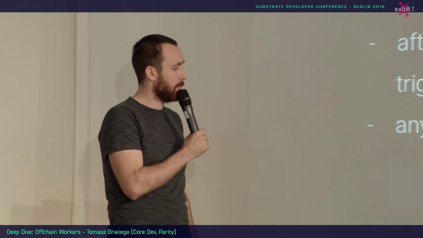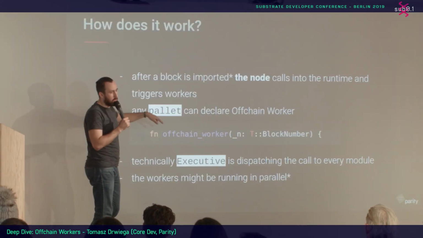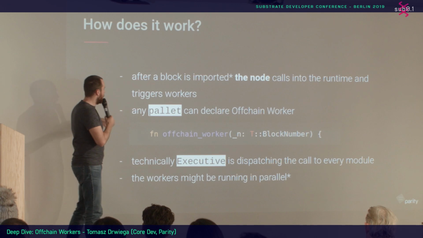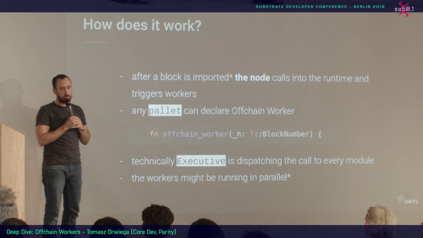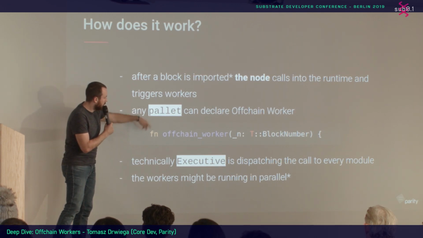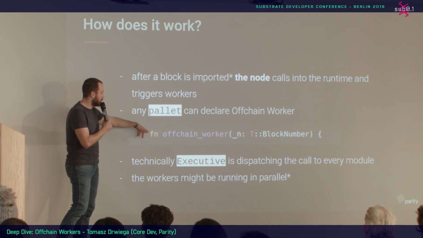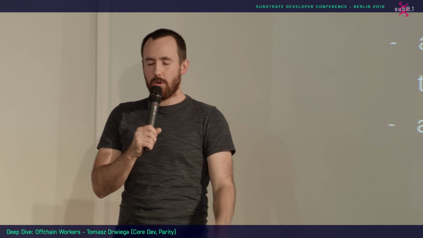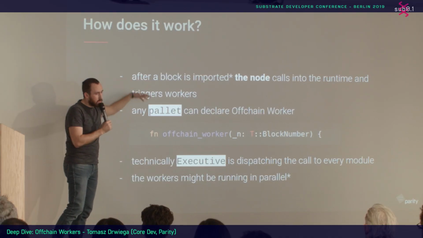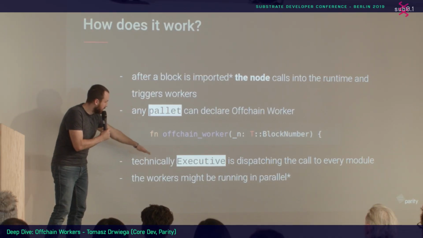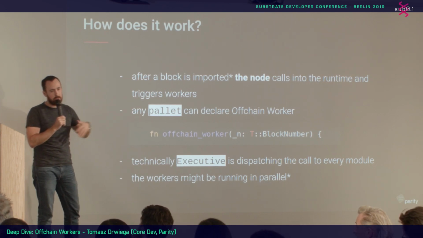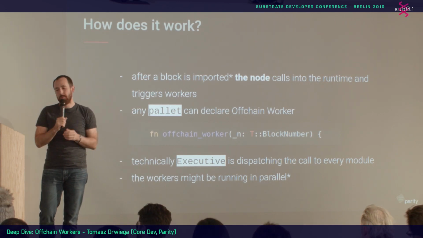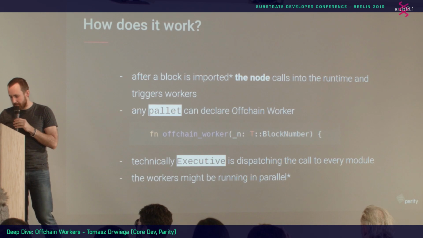The off-chain worker for that particular block will have access to the state after the block was executed. If you are building your runtime based on FRAME, any pallet can declare an off-chain worker. Inside your declare module macro, you just put a function called off-chain worker, and then you can write your off-chain worker code. What happens under the hood? Whenever the node is calling into the runtime, it's actually calling the executive, and then the executive is dispatching these off-chain workers to particular modules in your runtime.